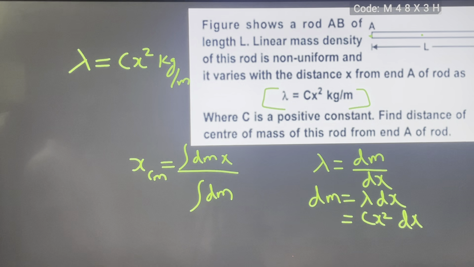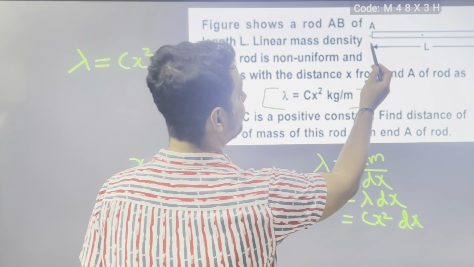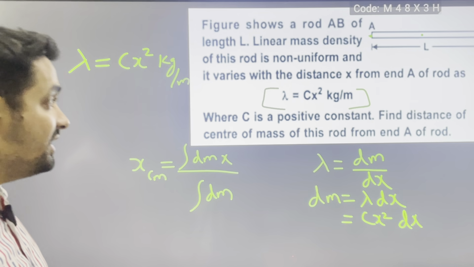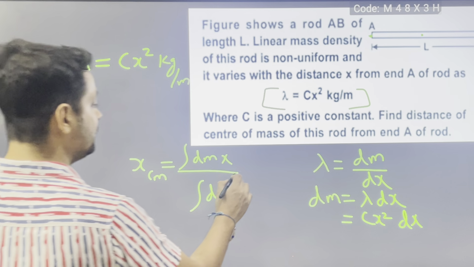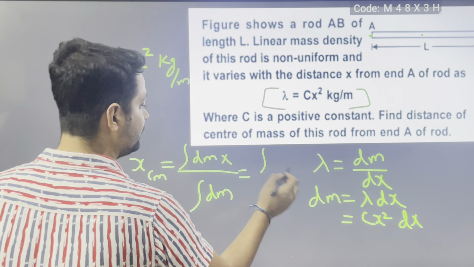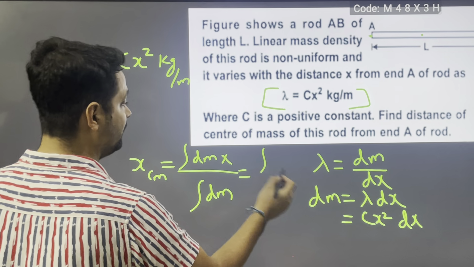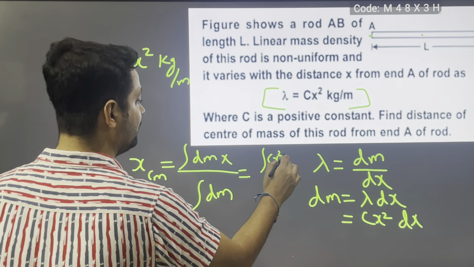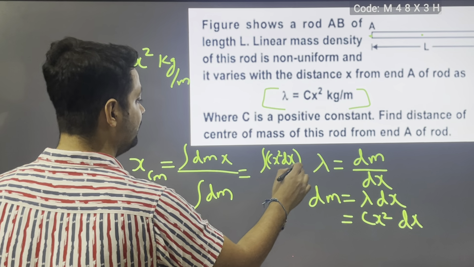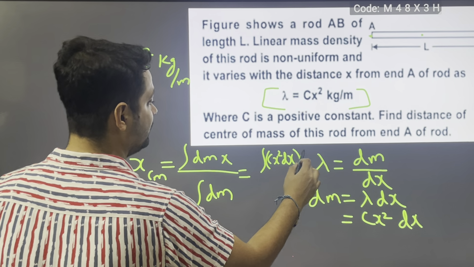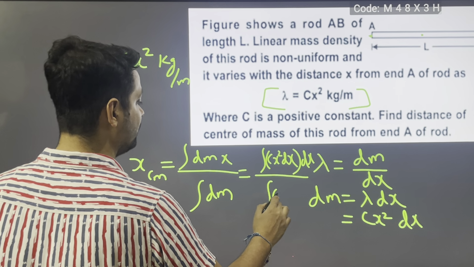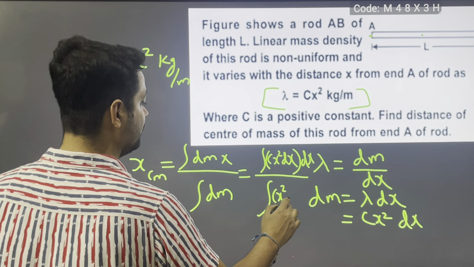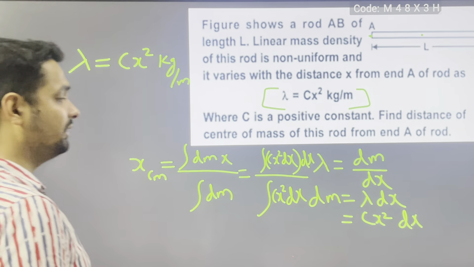Now I will put this value here and integrate. x is changing from 0 to L, because the rod has length L. So I will put the value of dm, cx square dx, times x in the numerator, divided by the integration of cx square dx. We will integrate this on the next page.